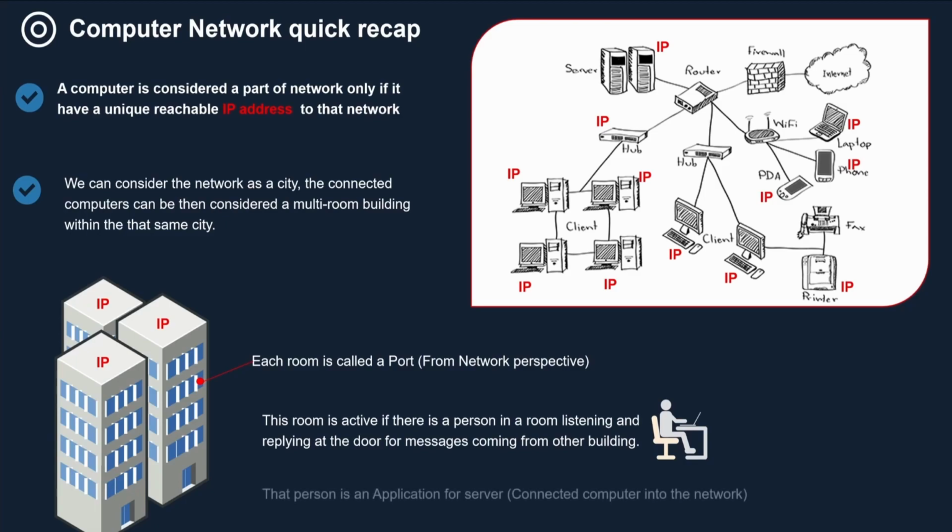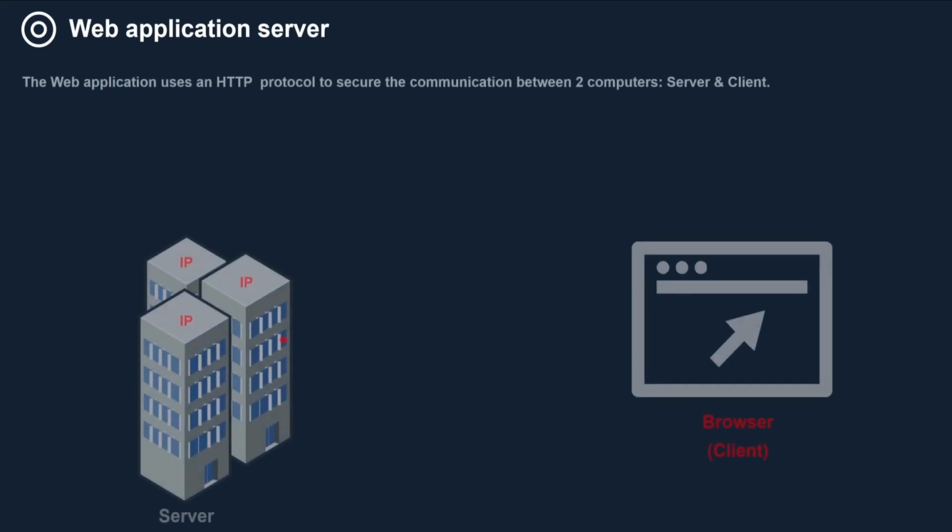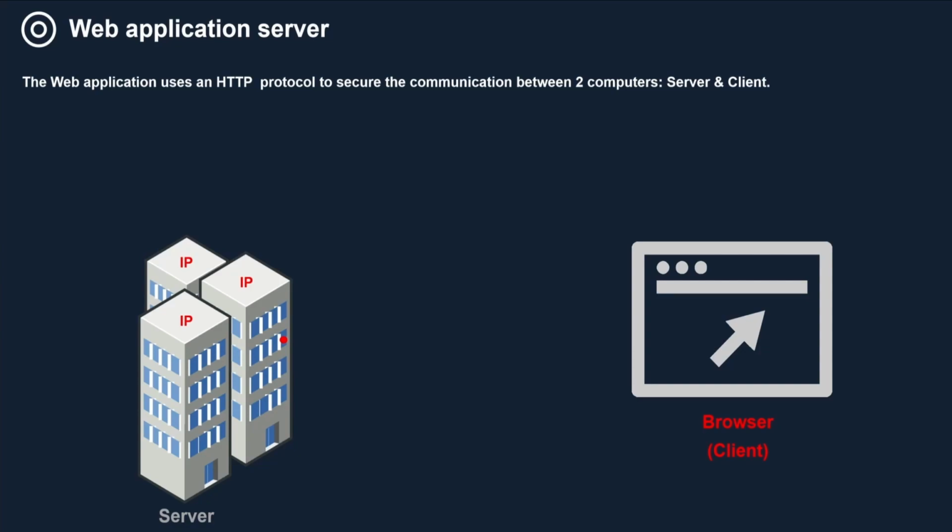And from a network perspective, when you have a person or a program listening at the port, it's called an application for a server. And the server is the computer connected to the network. Then let's go to a more specific picture, which is the web application server. The web application uses the HTTP protocol. Not only that, there's also TCP and UDP to secure the communication between two computers, a server and the client.